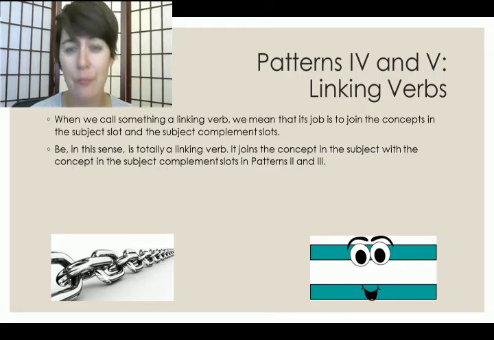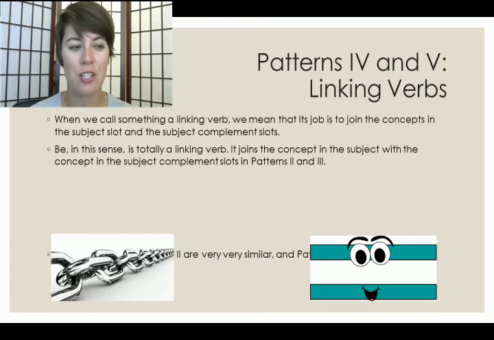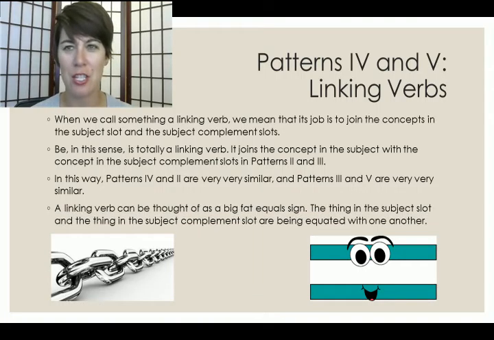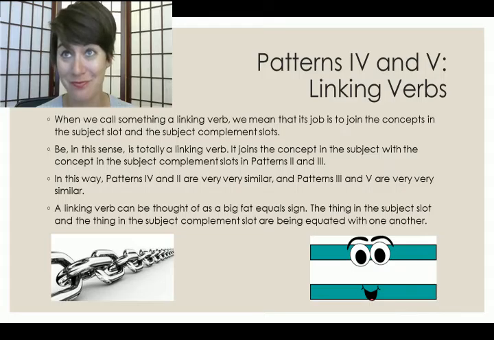The benefit to us, though, of patterns 4 and 5 having linking verbs is that they're so similar to patterns 2 and 3. We just have a slightly different verb. Instead of having a be verb, we have a linking verb. A linking verb really is just a big fat equals sign. The thing in the subject slot and the thing in the complement slot are being equated with one another. That's what that weird thing with eyeballs is in the corner of your screen. That's a big fat equal sign. And that's how linking verbs work as well.